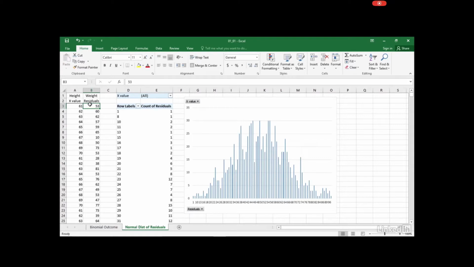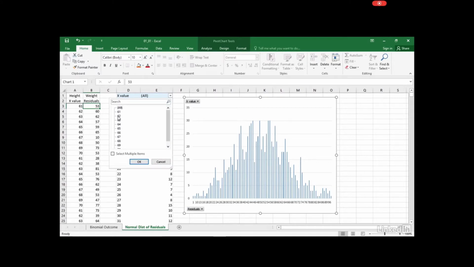And the normality assumption asks the question, do we have a normal distribution of residuals at each point along the x value axis? Now, this chart that I've created over here contains all the residuals, all 1,000 residuals, and it approximates a normal curve pretty closely. But that's really not what the normality assumption in regression analysis is looking for. It's looking for the distribution of the residuals at each point along the x-axis.